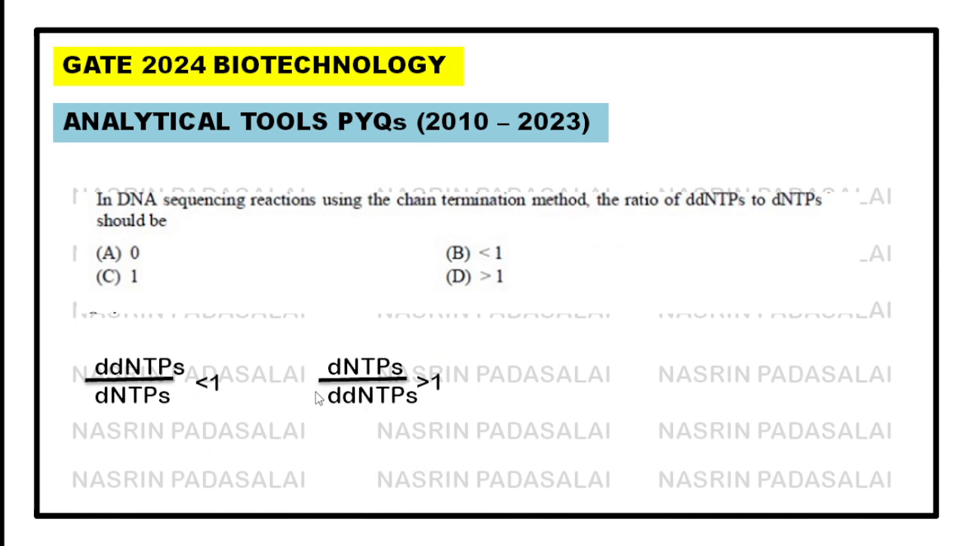Next, in DNA sequencing, specifically in Sanger sequencing using the chain termination method, the ratio of ddNTPs, that is dideoxy dNTPs, to dNTP should be less than 1. Okay, so the ratio of ddNTP in the numerator and dNTP in the denominator should be less than 1. In other words, the ratio of dNTPs to ddNTPs should be greater than 1. Both are entirely different. Here in the question they are asking what is the ratio of ddNTP to dNTP. So the correct answer is option B, it should be less than 1.